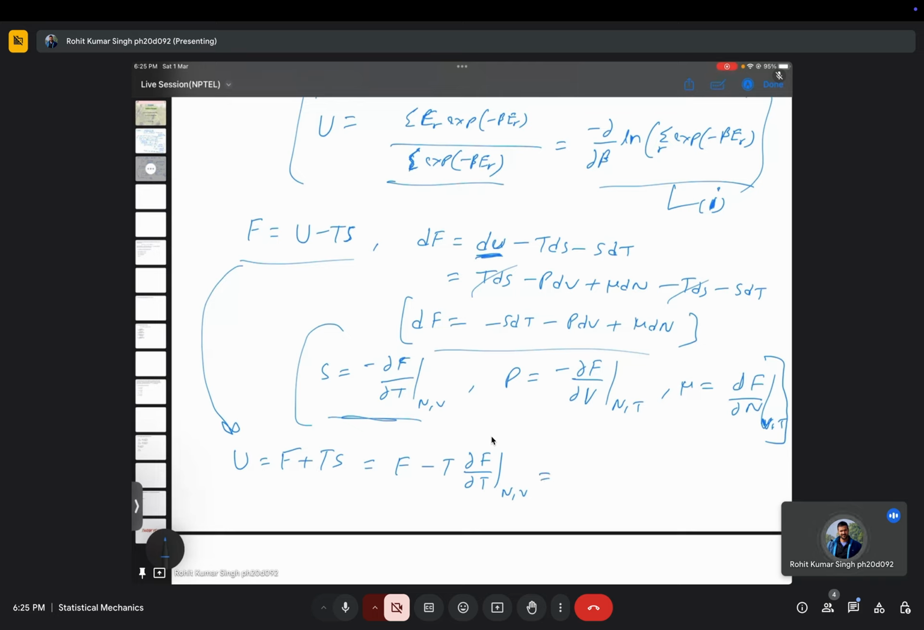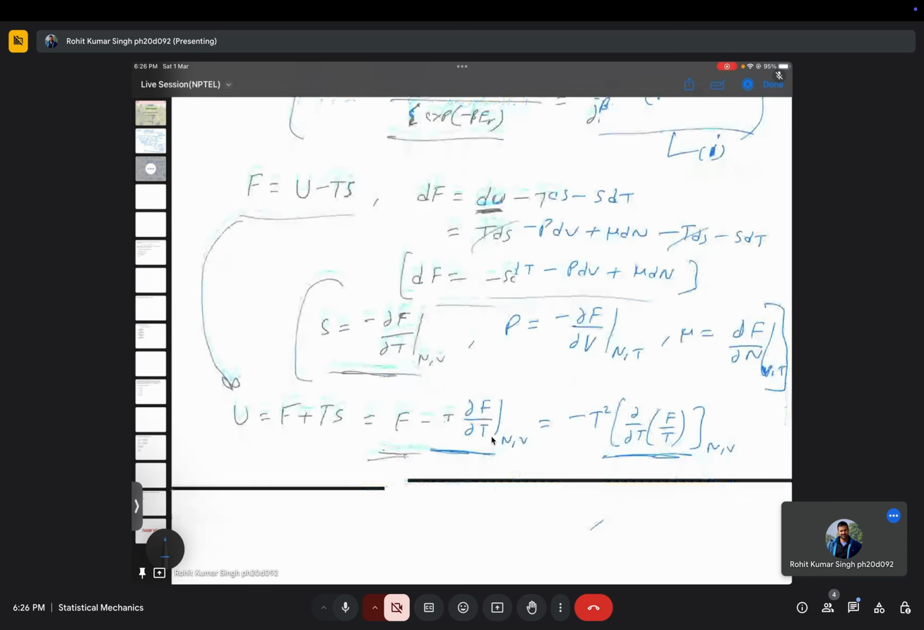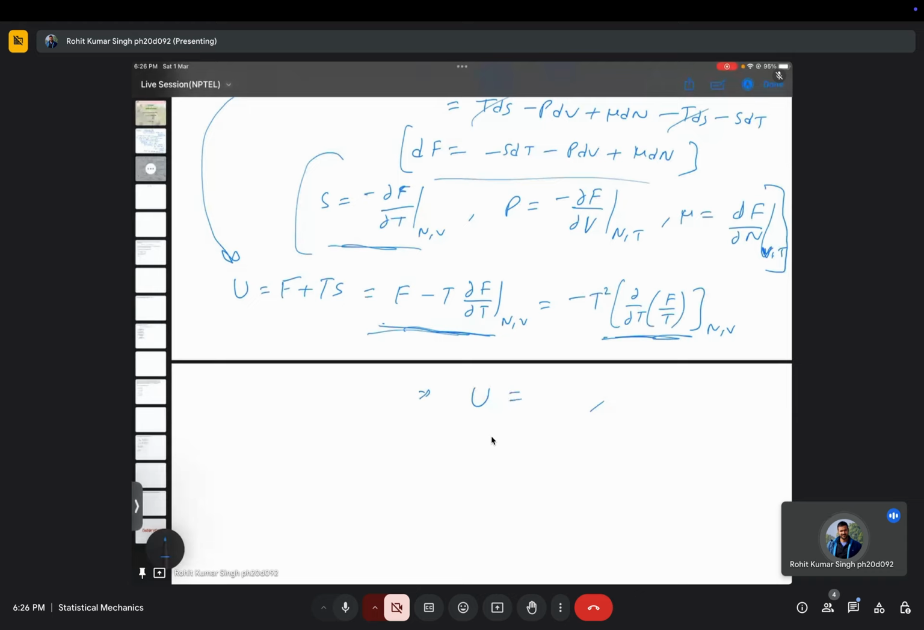And now this whole thing can be written like this. Is it fine? If you differentiate it, you will get back this thing. Just try it. And so further you can write internal energy as, and this thing again can be written as this. Okay, you can check this also.